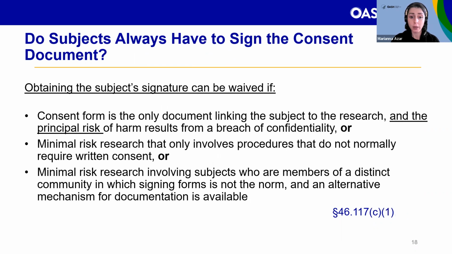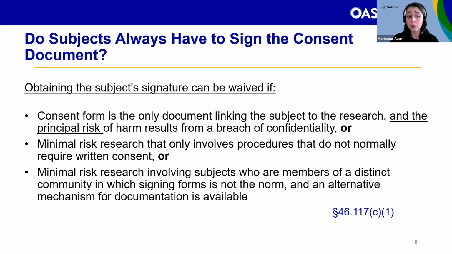What about signatures? I talked about getting either a paper or an electronic signature. Does the subject always have to sign the consent document? No. Obtaining the subject's signature can be waived if, one, the consent form is the only document that links the subject to the research, and the principal risk of harm from the research is a breach of confidentiality. Now, this is to say that the risk of harm from a breach of confidentiality is not among the many principal risks of the research. It is the principal risk.